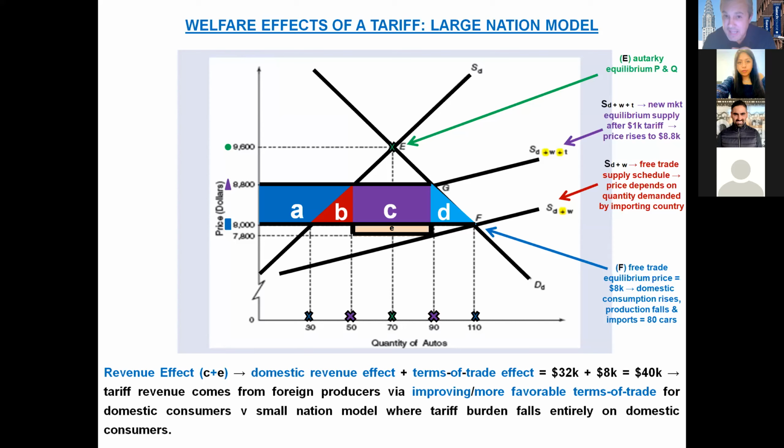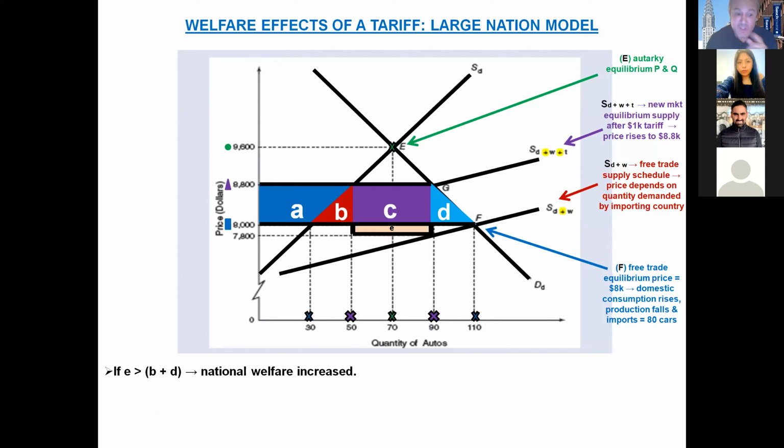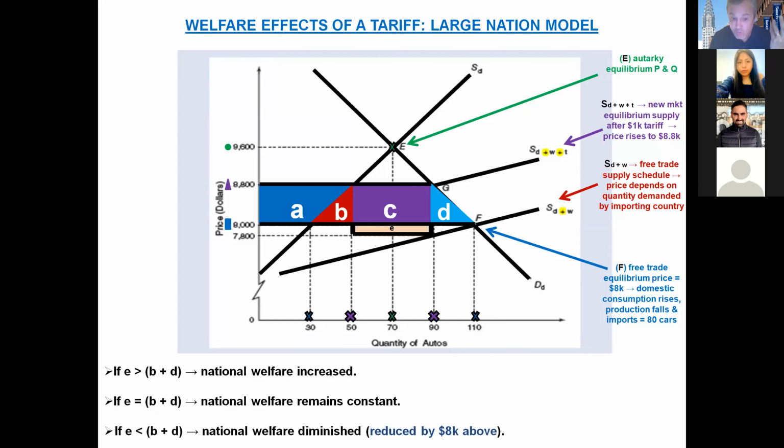That represents a net loss or a net gain in national welfare, depending upon whether E is greater than B plus D, equal to B plus D, or less than B plus D. So if your terms of trade effect is greater than your protective and consumption effect, well, your national welfare is increased. If it's equal, the national welfare remains constant. And as you would naturally conclude, if it's less than, then your national welfare is diminished. As you remember, B plus D equals 16,000. This was 8,000, so 16 minus 8 means $8,000. In other words, your negative welfare effects, your deadweight welfare losses, exceeded your terms of trade effect by $8,000.